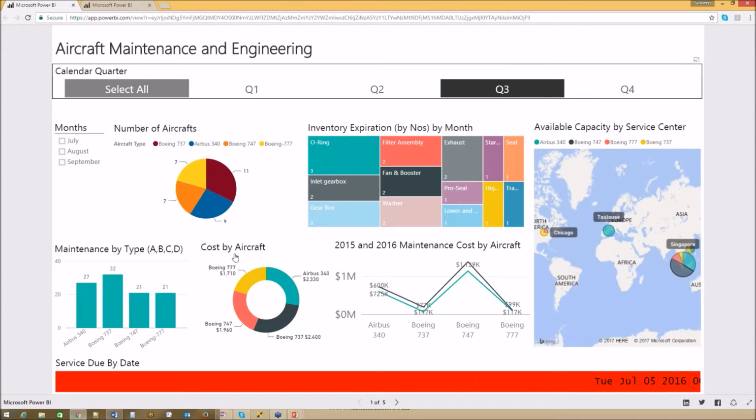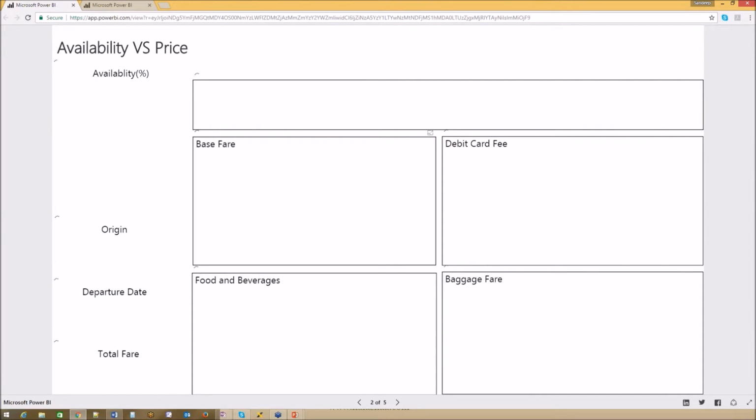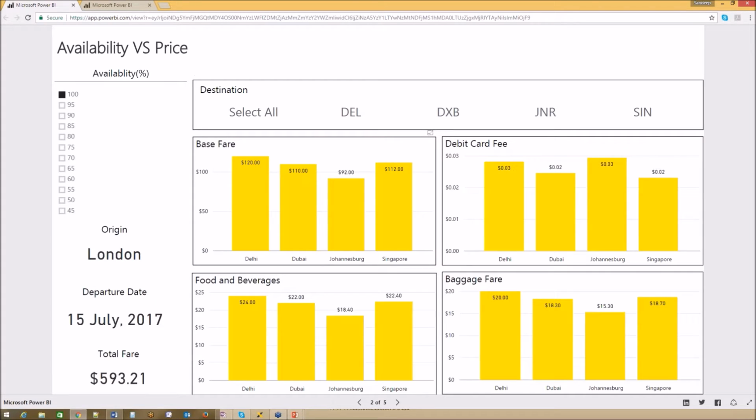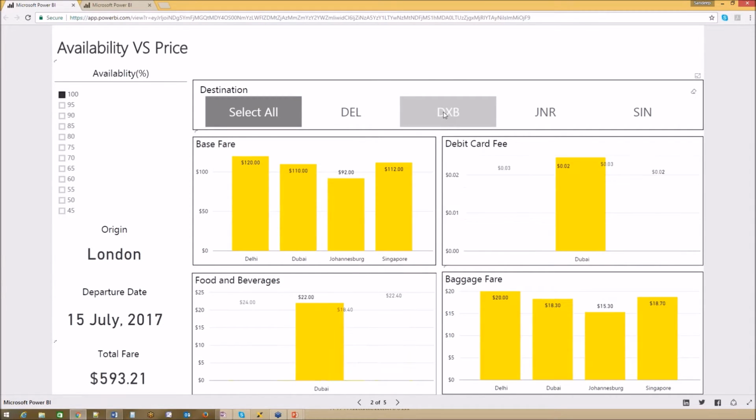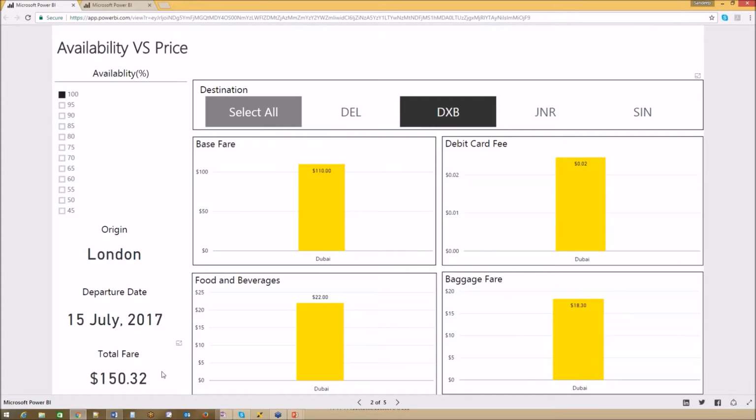Okay, moving on, let me just quickly come back to the historical data set. This is another dashboard that we have created that talks about price versus availability. For the sake of this demo, we have assumed that our original location is London, and the planned departure date is 15th of July. At this moment, at 100% availability, let's say we want to travel to DXB, the total fare would be around $150, with the base fare being $110 and all the other additional items here.